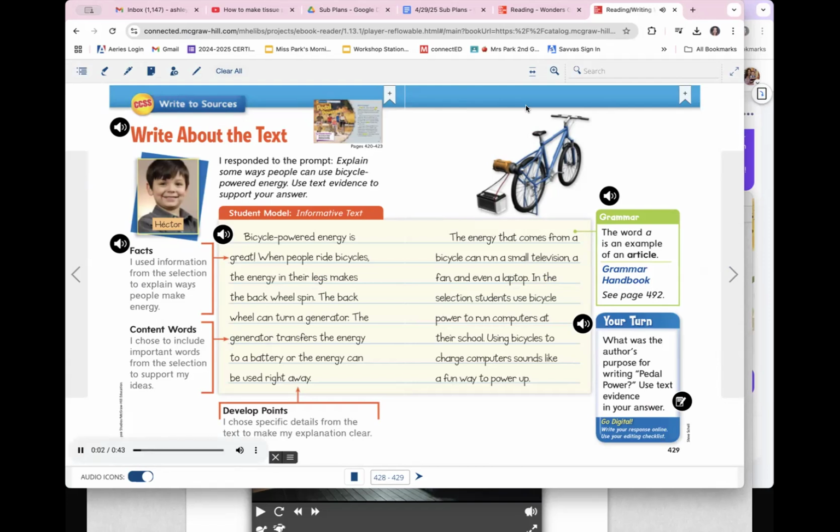Bicycle-powered energy is great. When people ride bicycles, the energy in their legs makes the back wheel spin. The back wheel can turn a generator. The generator transfers the energy to a battery, or the energy can be used right away. The energy that comes from a bicycle can run a small television, a fan, and even a laptop. In the selection, students use bicycle power to run computers at their school. Using bicycles to charge computers sounds like a fun way to power up.